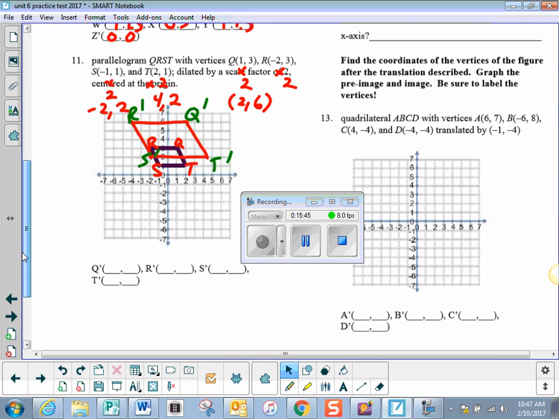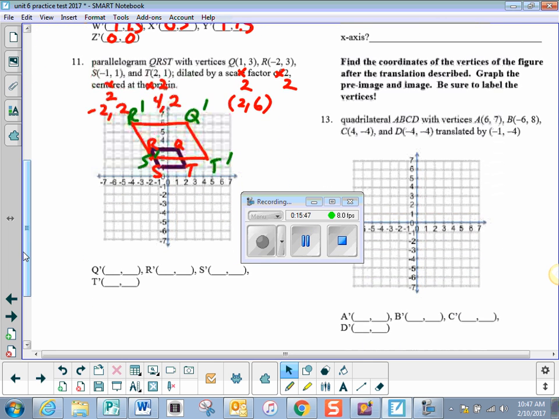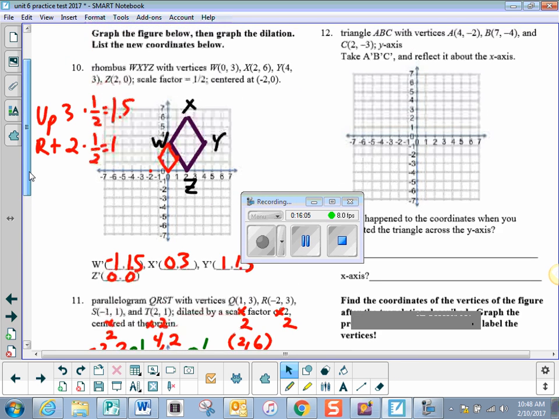Okay, so what is Q prime? So what are our coordinates? Q prime is 2, 6. R prime is negative 4, 6. S prime is negative 2, 2. And T prime is 4, 2. All right, over here.